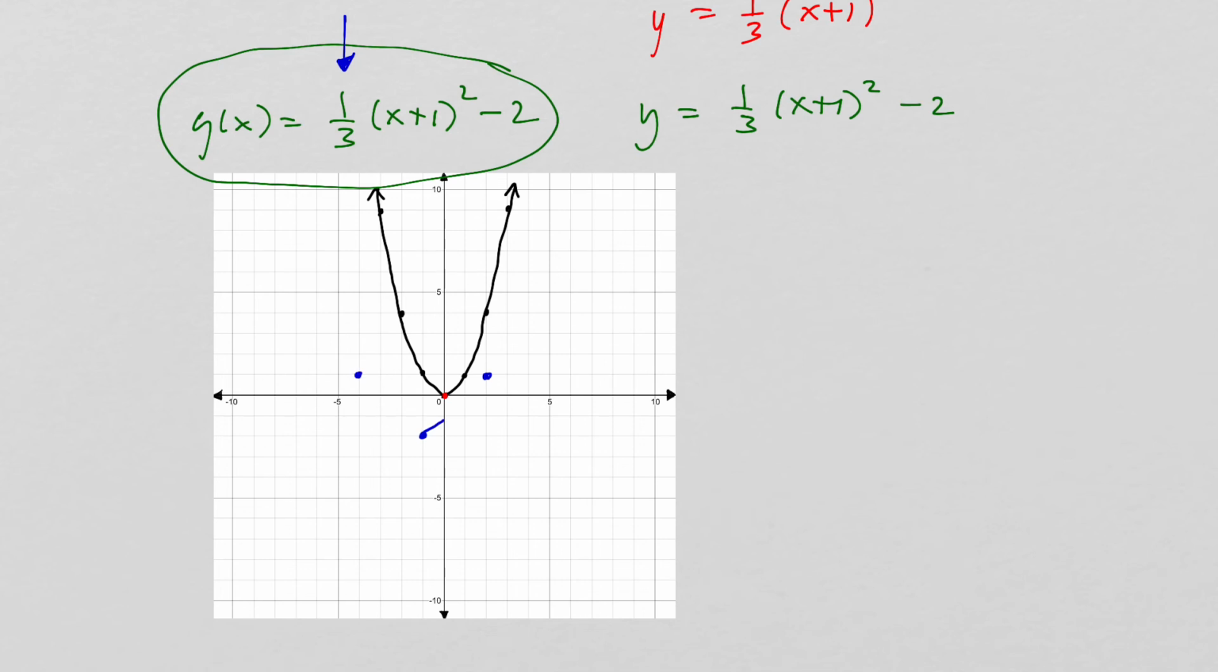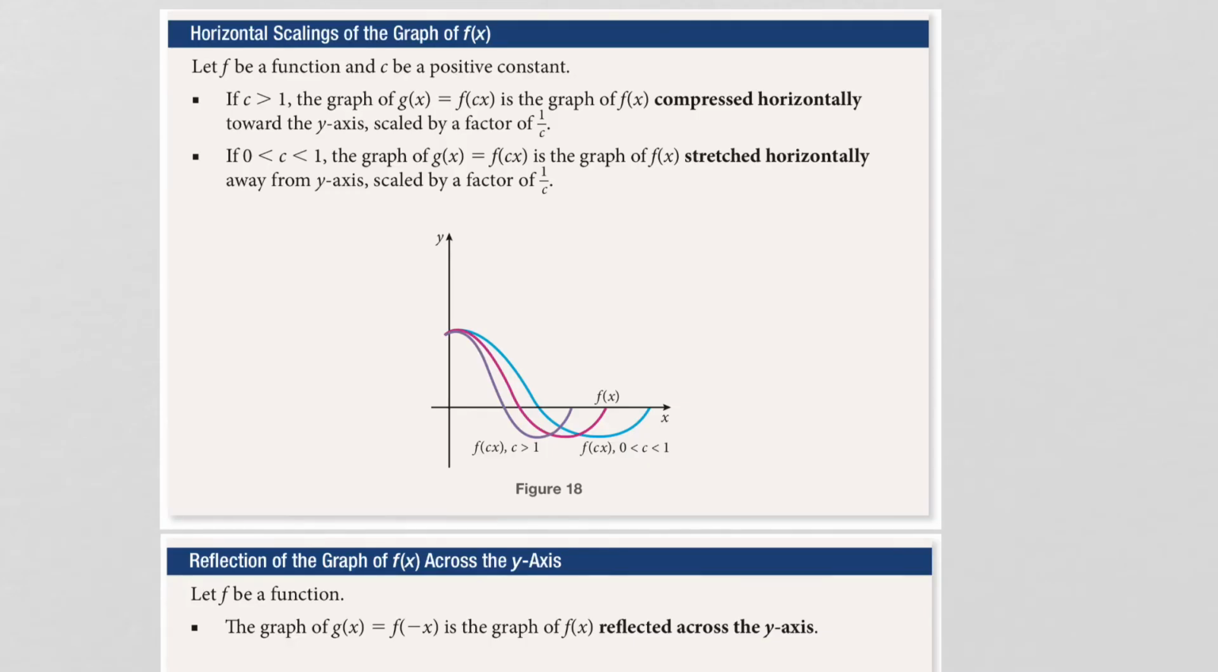And then now I can just sketch a graph. It doesn't have to be perfect, but that's basically what g of x will look like. The last thing I want to talk about is a horizontal scaling of the graph of f of x. And this is the least common thing that we do, and sometimes is the hardest one to understand.